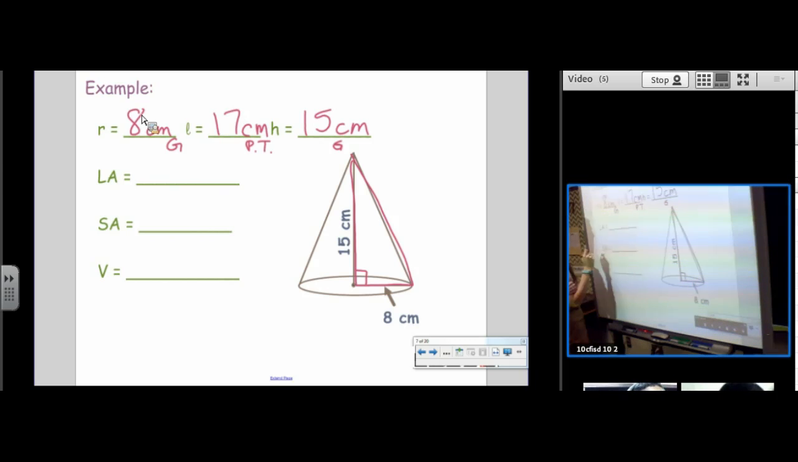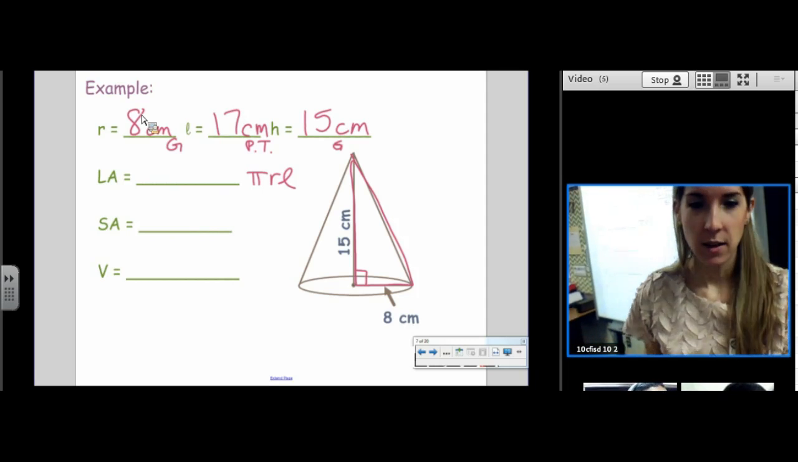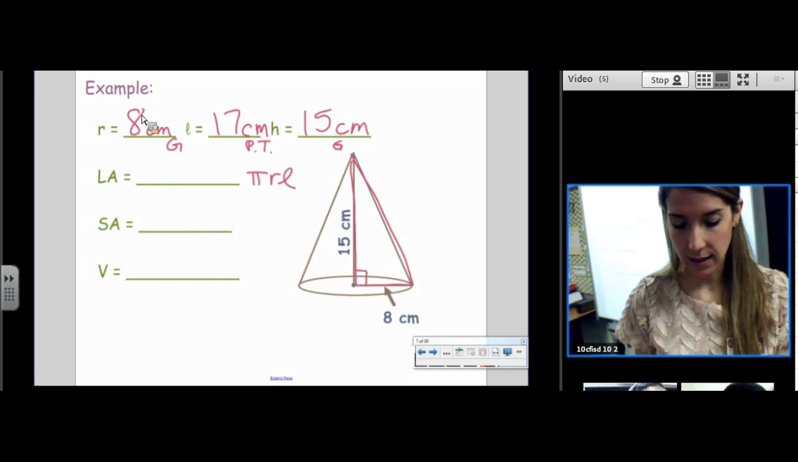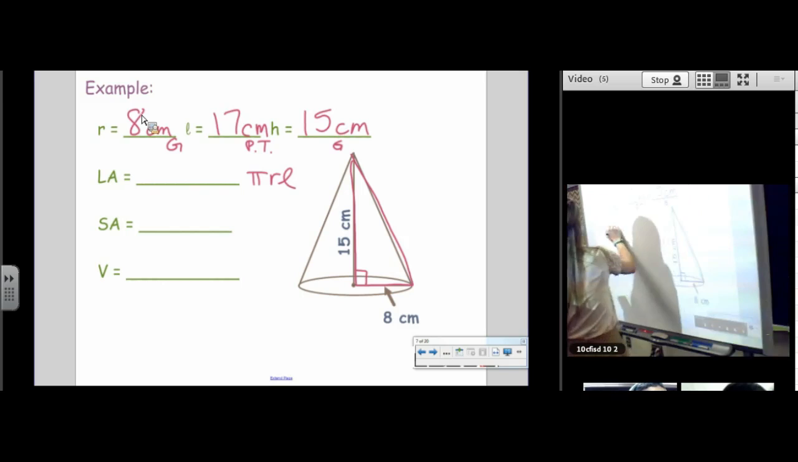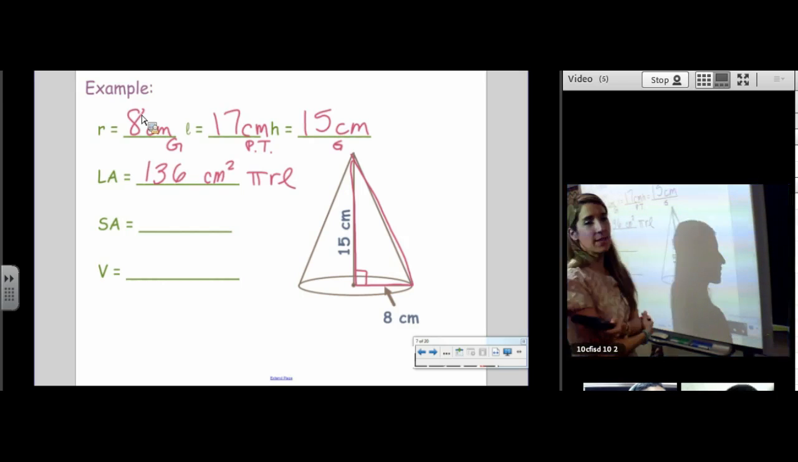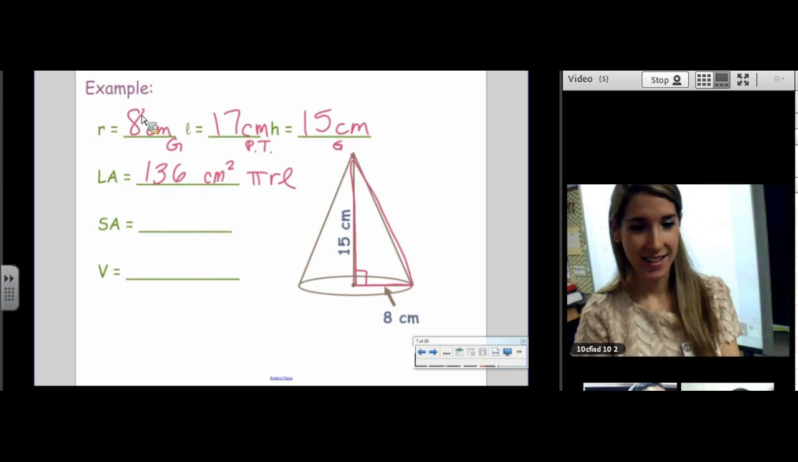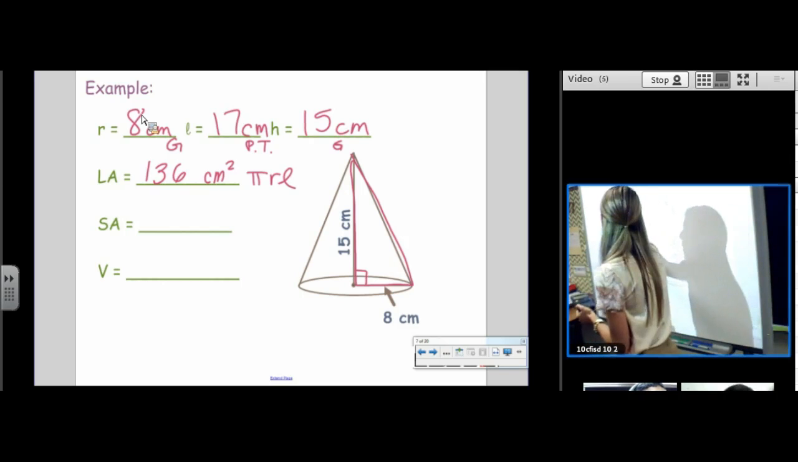All right, the lateral surface area, pi r L. We're going to leave it in terms of pi, so we're really just doing 8 times 17. If I put 136 centimeters squared, will I get this problem right? No, sirree. Have to put pi or it is wrong.